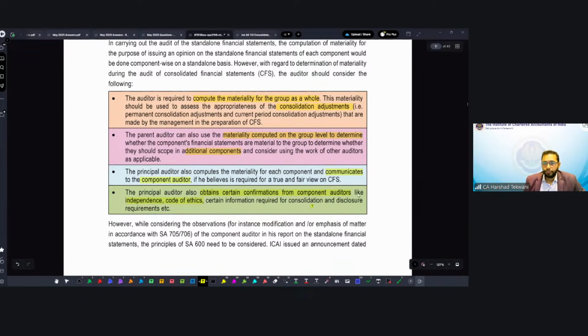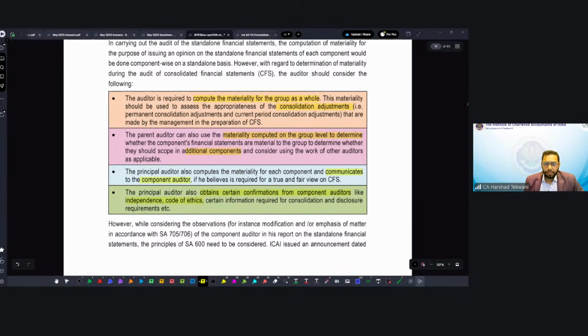Yes, sir. I think this is what I discussed. And also that the parent auditor, as per 706, the emphasis of matter paragraph, other matter paragraph. In the other matter paragraph, he can very well inform, as per SA 600, that these components were audited by so and so person.